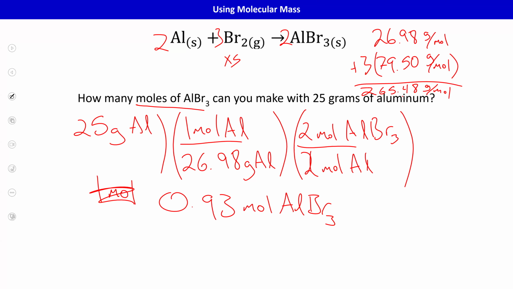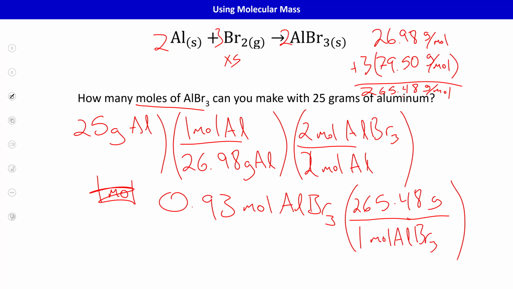If I wanna know how many grams of product I make, we're just gonna use that. Now we want moles to cancel out, so we're gonna put 1 mole on bottom and 265.48 grams on top. We get a number that's much larger than 25, something just under 250, 240 something.